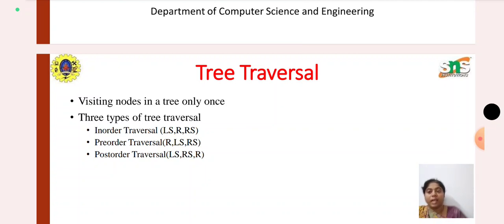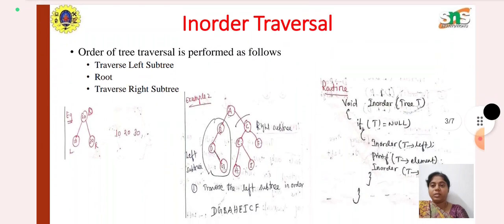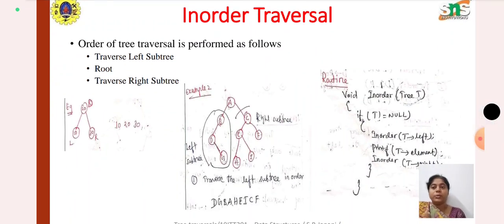First we will have the notation details. Capital R will be the root node, LS will be called the left subtree and RS will be called the right subtree. First we will see about in-order traversal. In-order is left, root and right. This is the flow of your traversal.